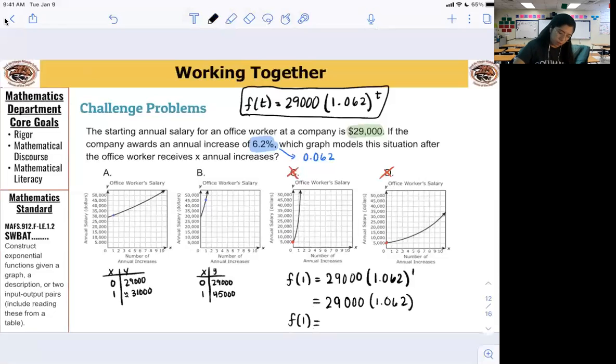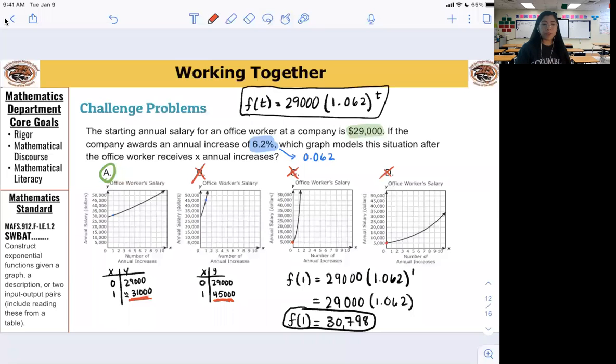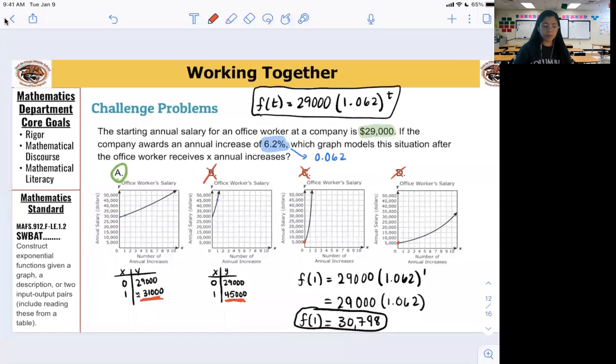30,798. So which of those graphs matches correctly? A. Exactly. A matches correctly because B is much, much larger. We were looking for somewhere around 31,000, and that's what we got.